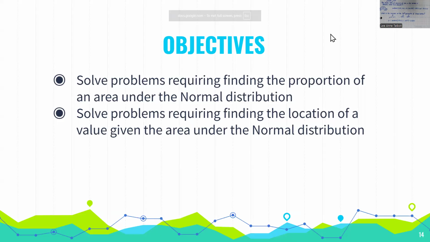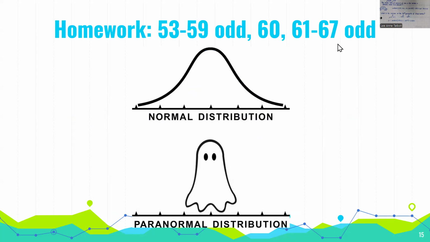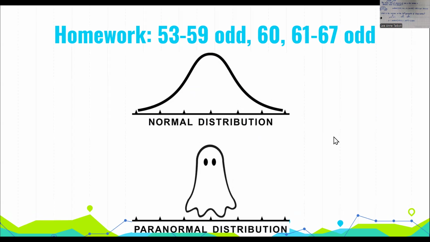Okay. Did we solve problems finding the area under the normal curve and finding the location given the area? Yes, indeed. Your homework is 53 to 59 odd, 60, 61 to 67 odd.